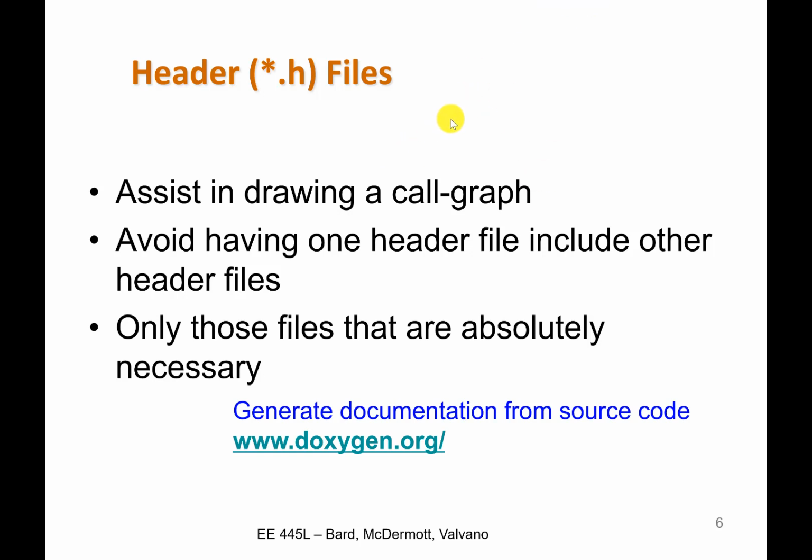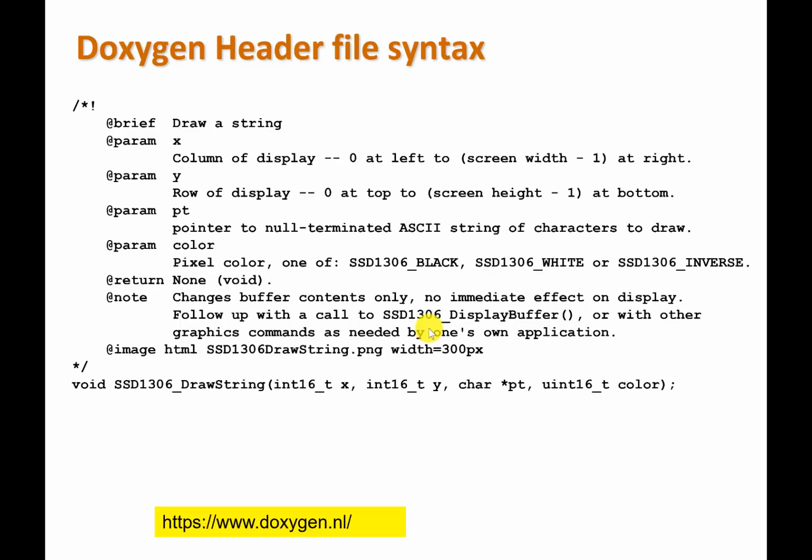One of the cool things we do with header files is actually use them to create documentation. So Doxygen is one of many automatic documentation systems. And so here's a typical header file with information, and down here is a prototype. SSD1306 drawstring. Again, it's a public function because it has the underline, and it belongs to the module SSD1306. And embedded in the header file is what it does.